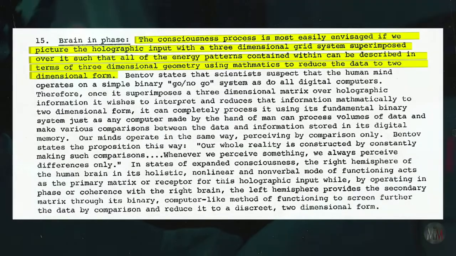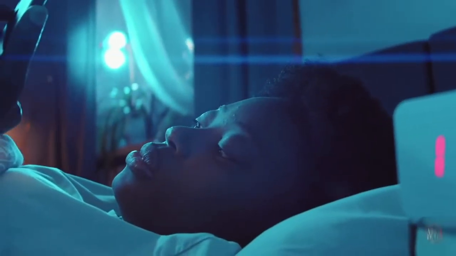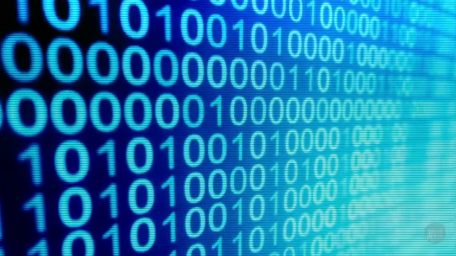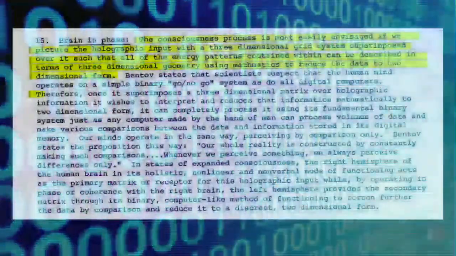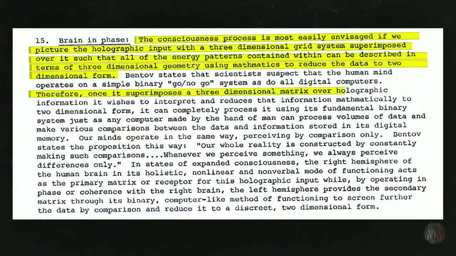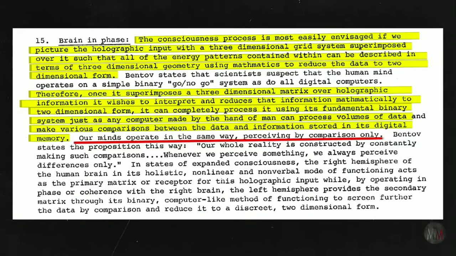Bentov states that scientists suspect that the human mind operates on a simple binary go, no-go system, as do all digital computers. Therefore, once it superimposes a three-dimensional matrix over holographic information it wishes to interpret, and reduces that information mathematically to two-dimensional form, it can completely process it using its fundamental binary system. Just as any computer made by the hand of man can process volumes of data and make various comparisons between the data and information stored in its digital memory, our minds operate in the same way, perceiving by comparison only.